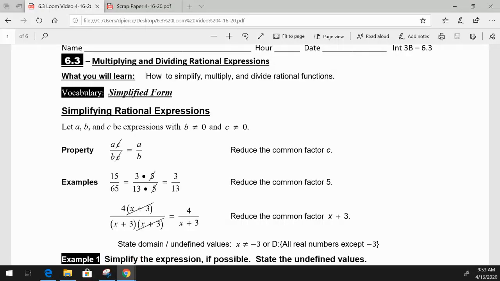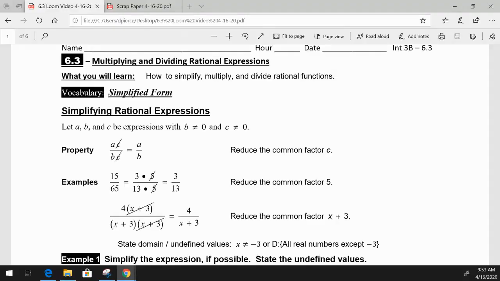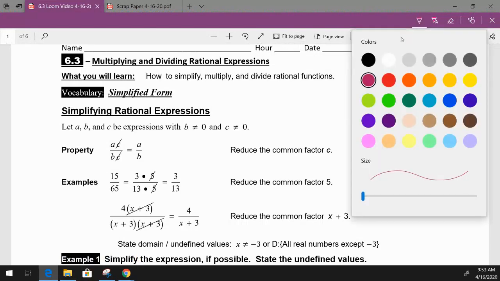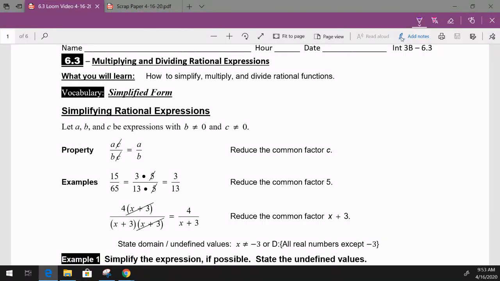Okay, so today's lesson comes from section 6.3 in our textbook, but it's basically simplifying, multiplying, and dividing rational expressions. A rational function or rational expression is basically a fraction with a polynomial in the numerator and denominator.